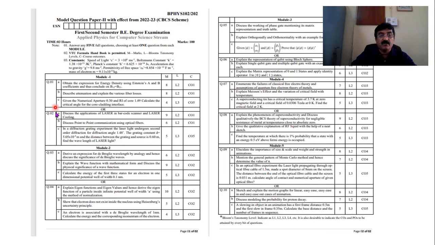Question numbers 1 and 2 will be module 1, that is laser and optical fiber. Question numbers 3 and 4 will be from modern physics or quantum mechanics. 5 and 6 will be from quantum computation. 7 and 8 will be on electrical conductivity and superconductivity. Module 5, that is 9 and 10, will be on physics of animation and statistical physics. Okay, look at the question paper.